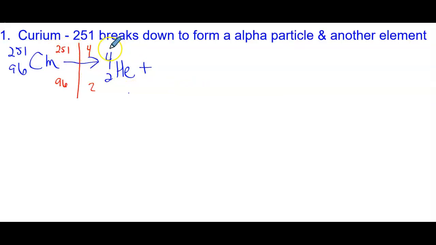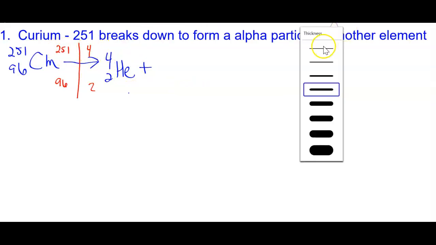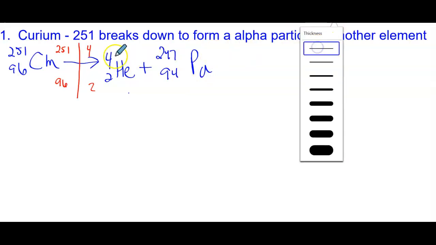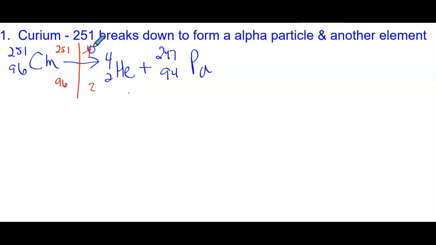So we have 251 and 4. We need to think about what number gets us to 251, because we can't go down to 4. So we're going to do 247, 247 plus 4. And what number gets me to 96? If I start at 2, it's 94. So we're going to figure out who this element is by its atomic number. Looking for atomic number 94, we get Pu. Then just to double check our math, 4 plus 247 is 251, and 94 plus 2 is 96. So now we know that these numbers are equal and these numbers are equal, so we set this up.